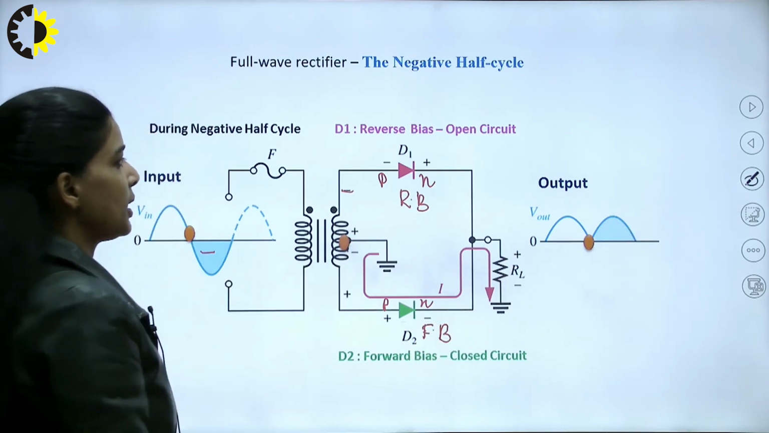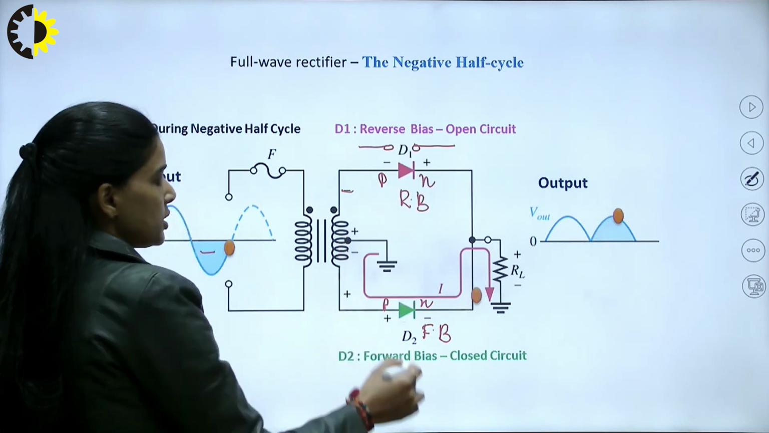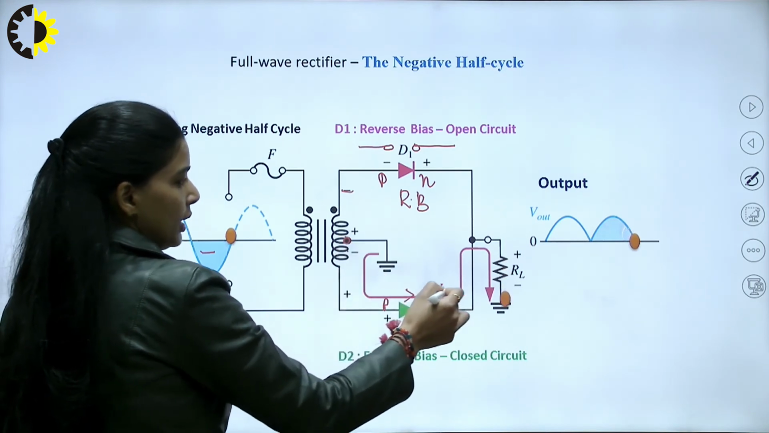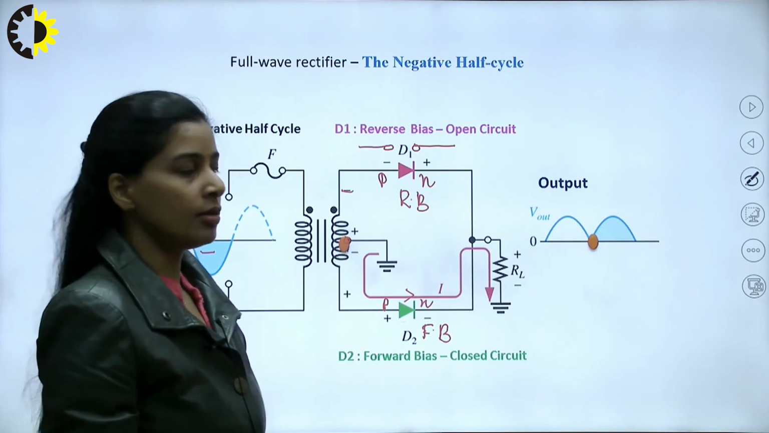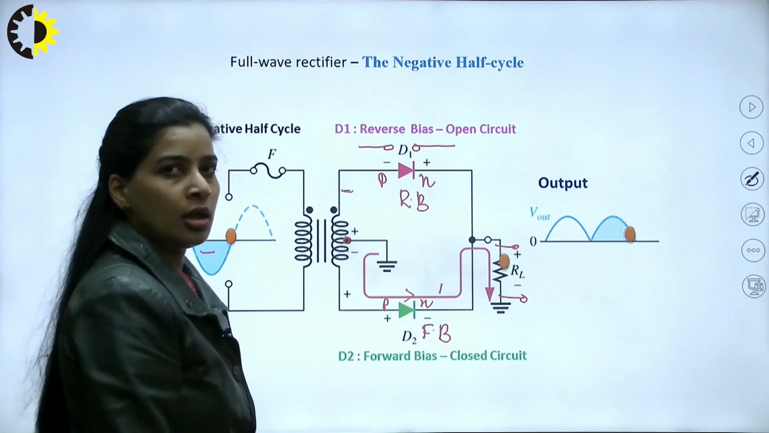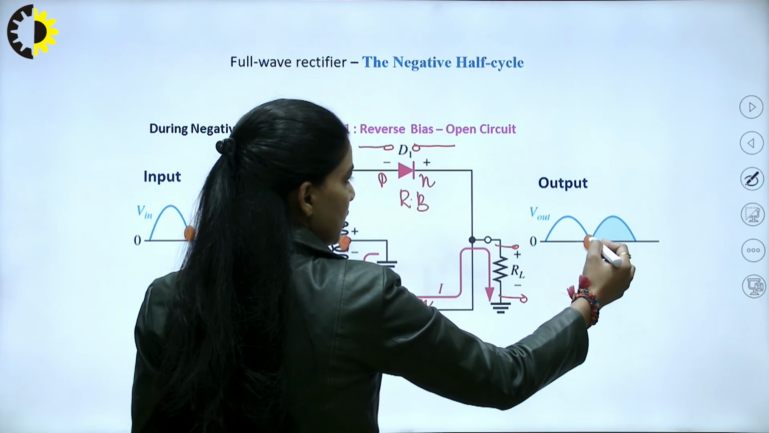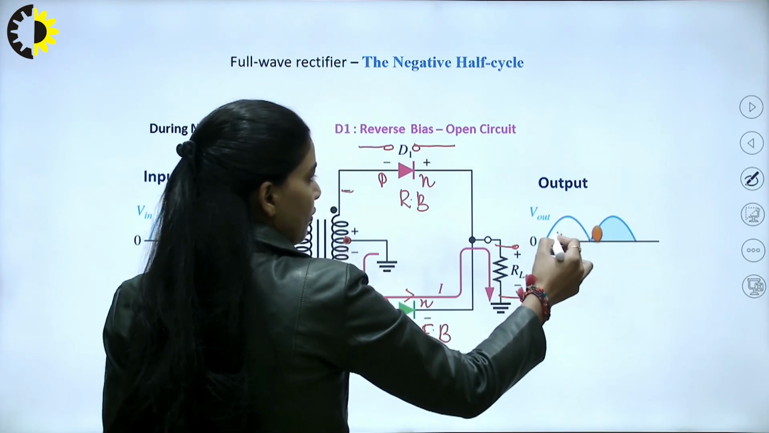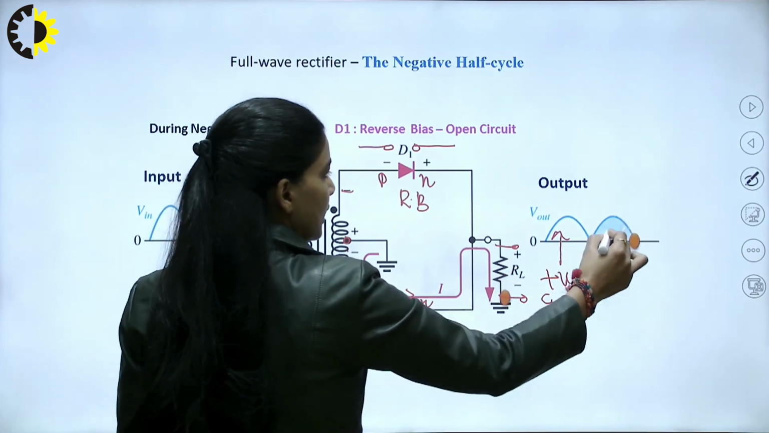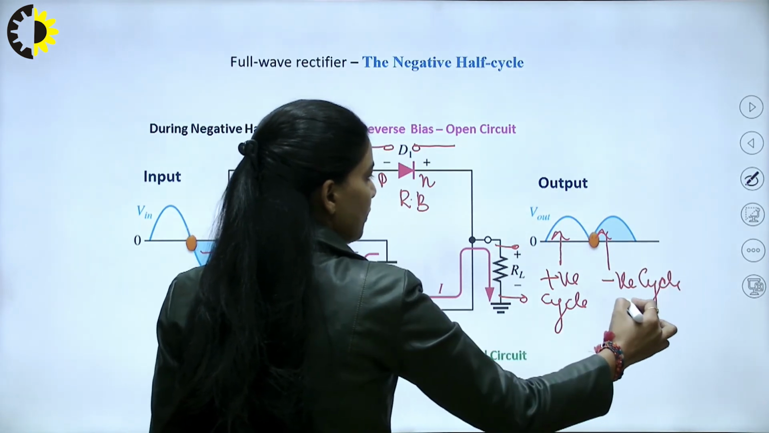It is reverse biased, so it will act as an open circuit. Now the current will follow this path flowing here and reaching the load resistance, and there will be some voltage across this load resistance. That voltage is represented here. So, this we have got for the positive cycle, and this output we are getting for the negative cycle of input.